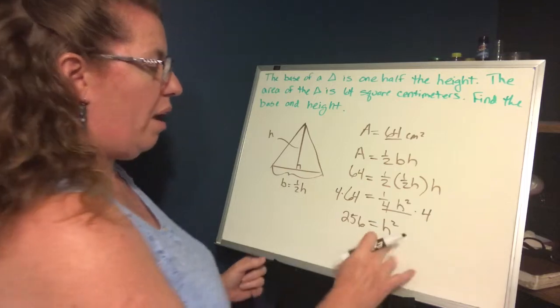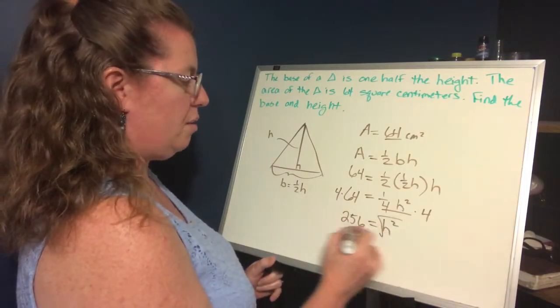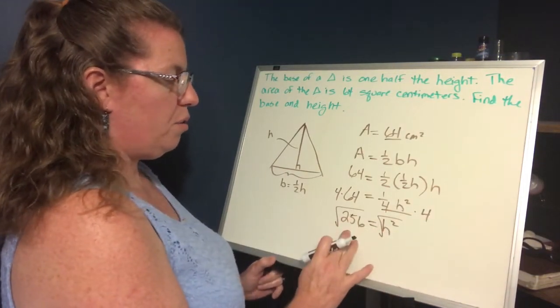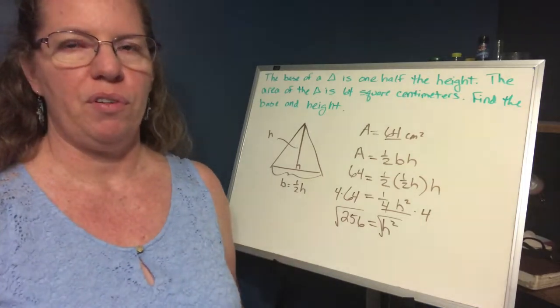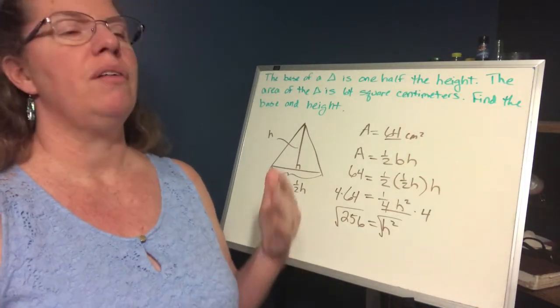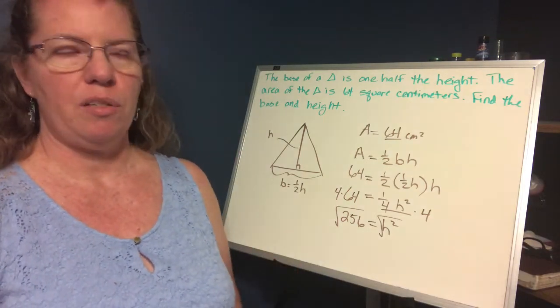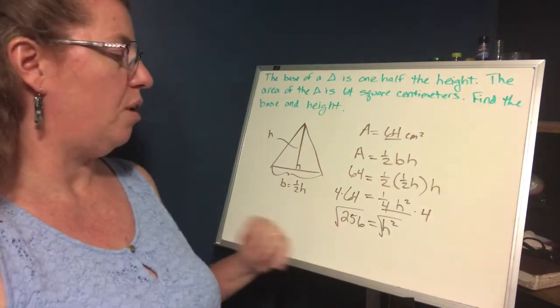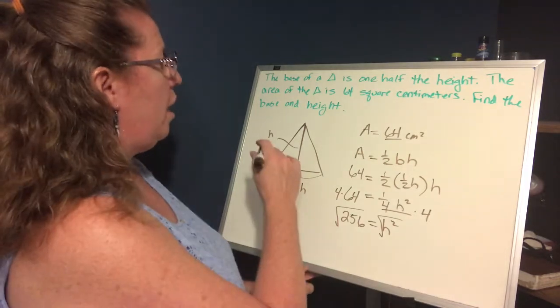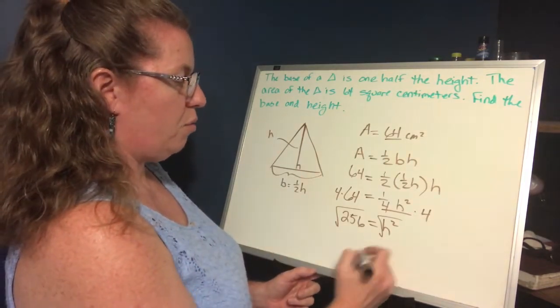Then you can have h squared by itself. We're going to take the square root. The square root of 256 does happen to be a perfect square. If it's not, put it in simplest radical form, unless it asks you to give a decimal answer or a real world answer, then you can give me an amount. Okay, so here we have, take the square root of both sides.